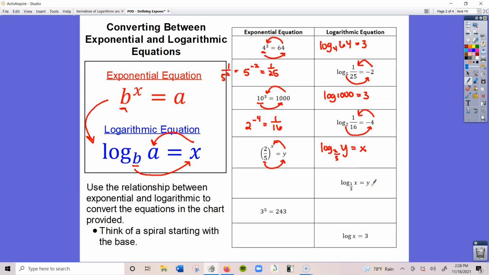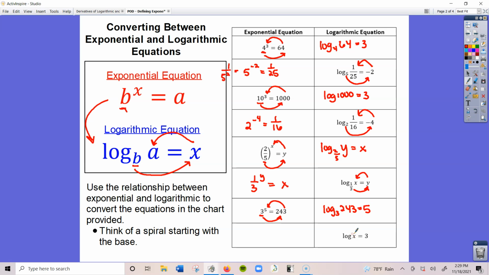Now let's try putting that in exponential. My base is 1/3 raised to the exponent of y is going to equal to x. Here we got 3 to the 5th equals 243. If I want to write that as a logarithmic equation, I start with my base 3 of 243 is going to equal to my exponent here, which is 5.